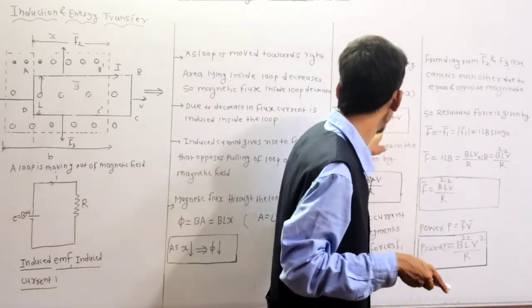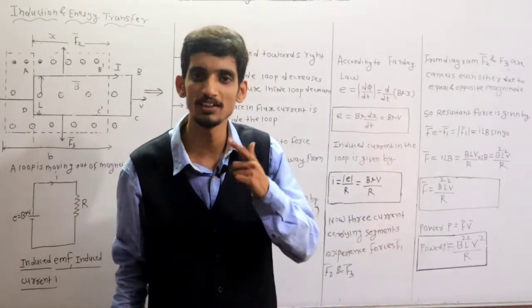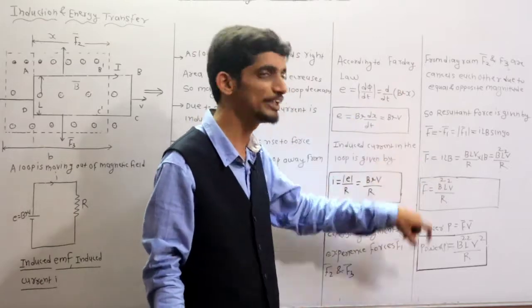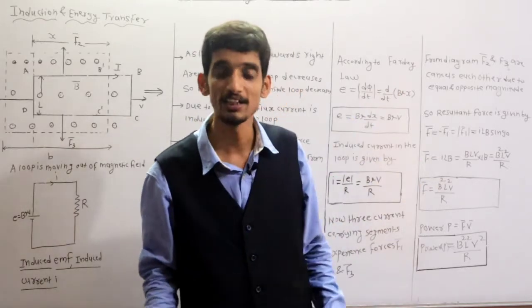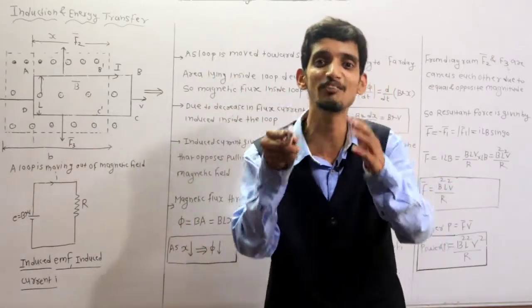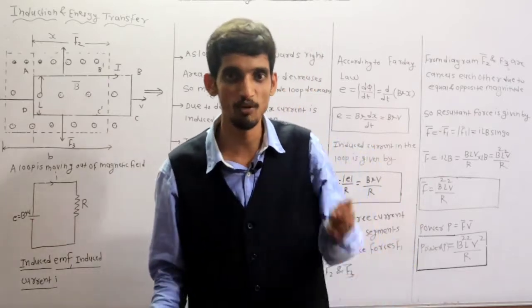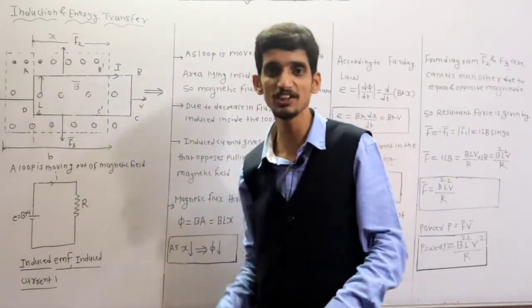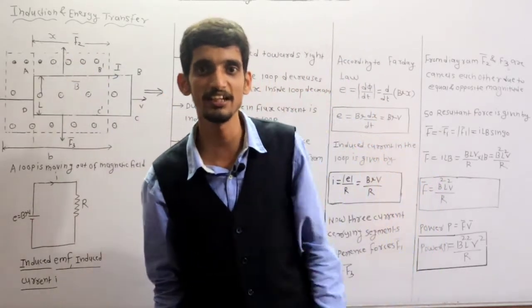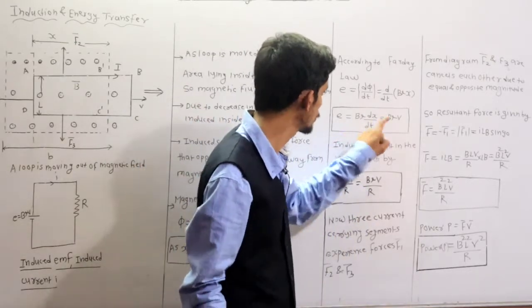That's why this is dx by dt. Now dx by dt means actually velocity. That's why this E is equal to BLV. We already discussed that the loop is moving towards the right side with constant velocity V. That V is dx by dt, and for that V, the change in distance dx and change in time dt are responsible. That's why this E is equal to BLV.